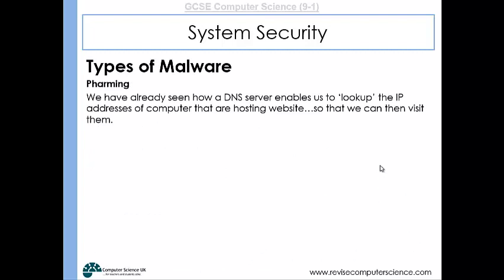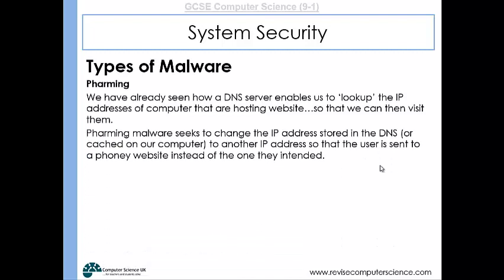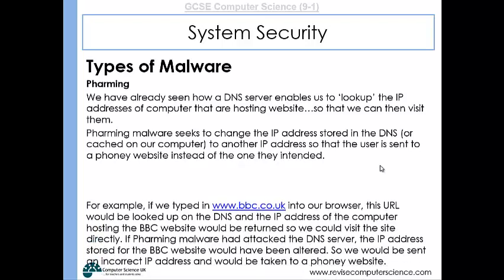Pharming is another type of malware. Now we saw a few videos back about what DNS was and how every time you type a URL into your browser, your URL would then be looked up in a DNS database, and the corresponding IP address for the website that you're looking for would be sent back to you so that you could visit that website. Now with pharming, the software will change the IP address stored in DNS, so every time you try to go to a particular website, it will redirect you to another.